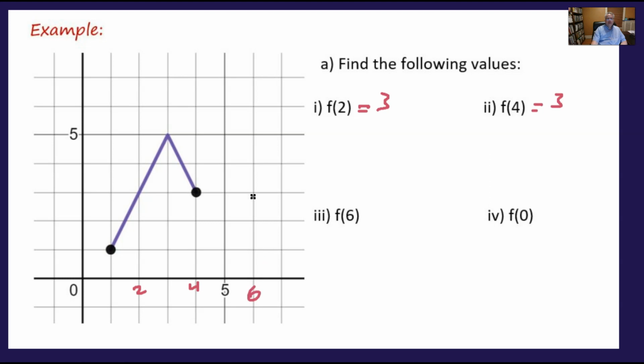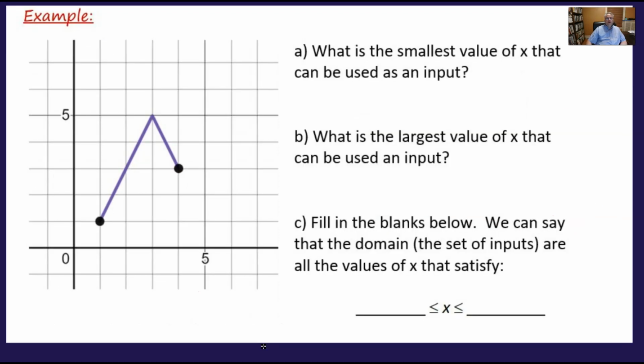At 6, we have a problem. There's no function there. So this is undefined. It means that 6 is not part of the domain. It's not an input to this function. If I put in 0, I have the same problem. If I go to 0, there's no graph there. This is undefined also. 0 is not an input to this function. There's no graph there.